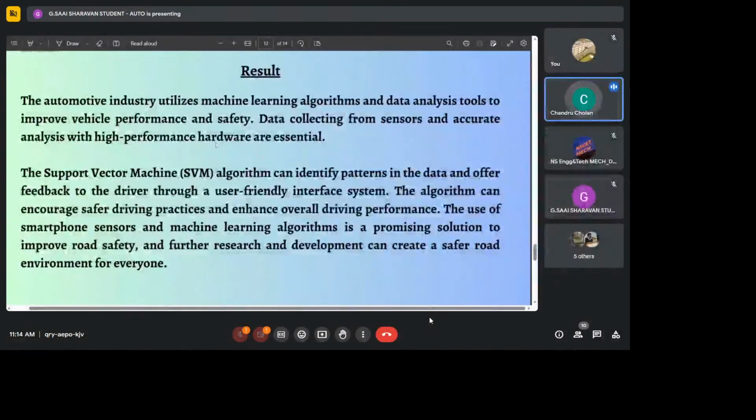The result of this project is where the automotive industry uses machine learning algorithms and data analysis tools to improve vehicle performance and safety. And machine learning algorithms like support vector machine identify the patterns in data and offer feedback to the driver through a user-friendly interface system. The use of smartphone sensors and machine learning algorithms is a promising solution to improve road safety.